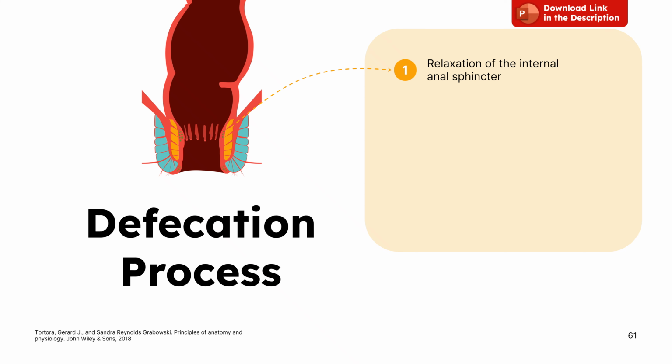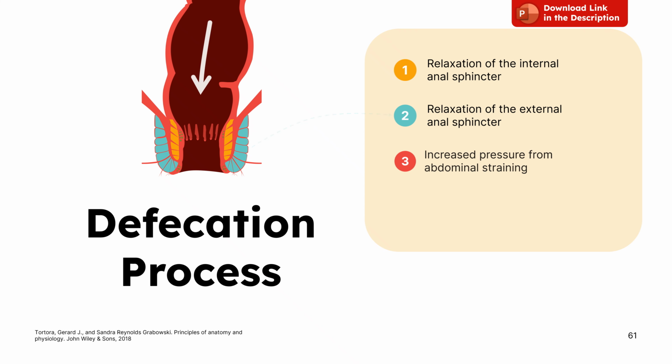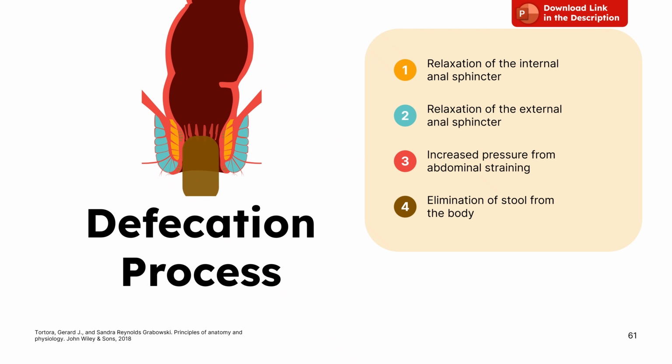Following this, the external anal sphincter, which is under voluntary control, relaxes in response to brain signals, enabling further stool movement. Simultaneously, contraction of the abdominal muscles increases intra-abdominal pressure, assisting in pushing the stool out of the rectum. Finally, with both sphincters relaxed and sufficient pressure applied, the stool is expelled, completing the defecation process.